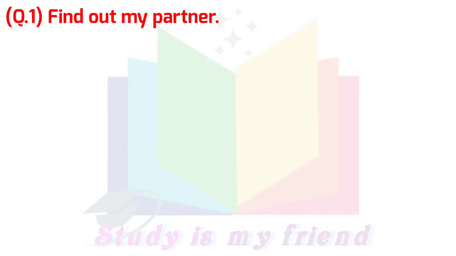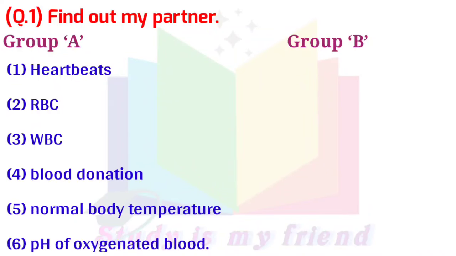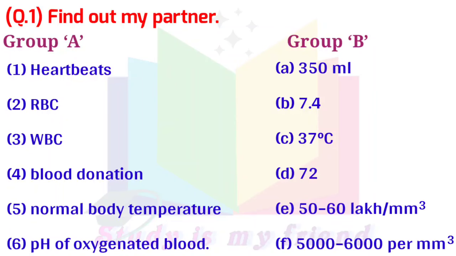Question 1. Find out my partner. Group A: 1. Heartbeats, 2. RBC, 3. WBC, 4. Blood donation, 5. Normal body temperature, 6. pH of oxygenated blood. Group B: A 350 ml, B 7.4, C 37 degrees Celsius, D 72, E 50 to 60 lakh per mm cube, F 5000 to 6000 per mm cube.